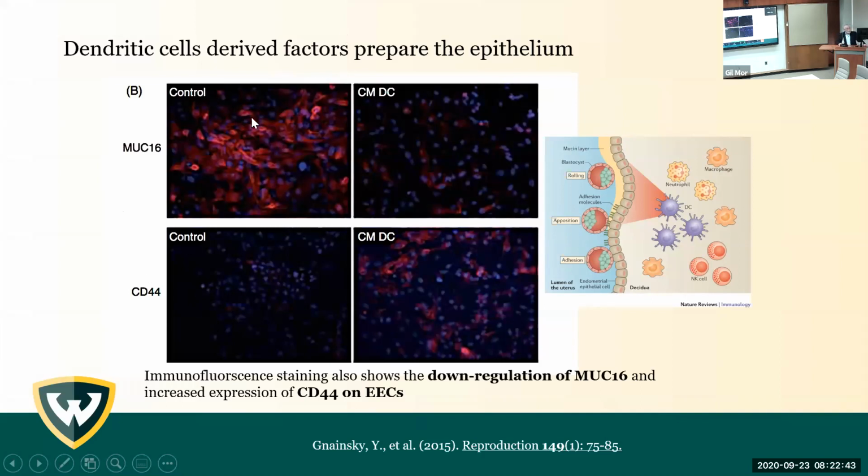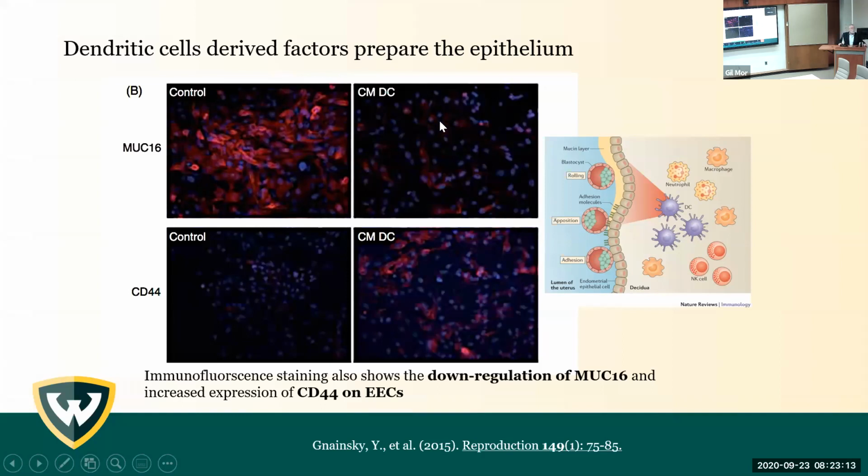The control, the epithelium, or the surface epithelium of the uterus, express high levels of mucin 16, as you see here with the red color. All the epithelial cells are mucin 16 positive. Classical surface epithelium on a mucosal tissue. And they don't express CD44, one of the adhesion molecules.